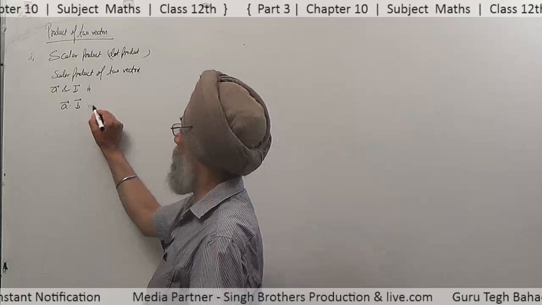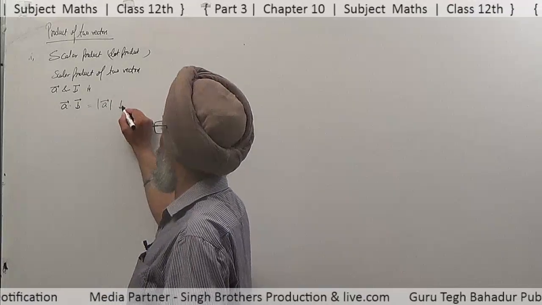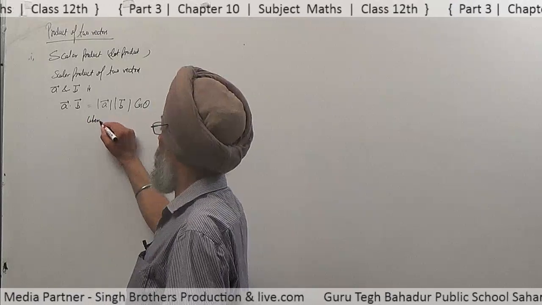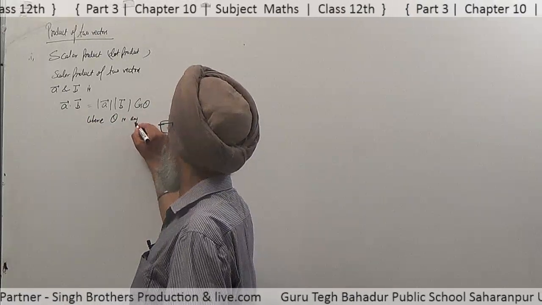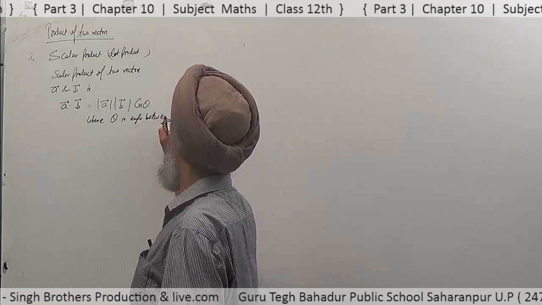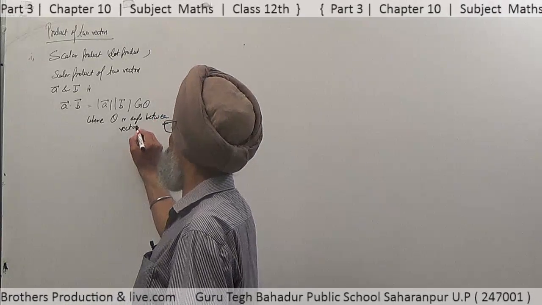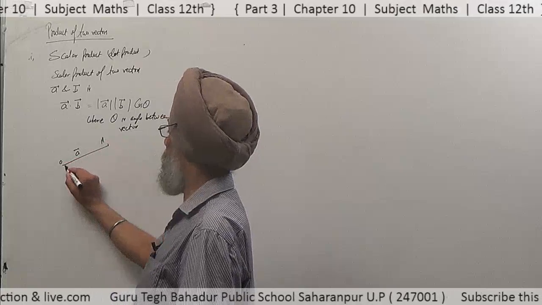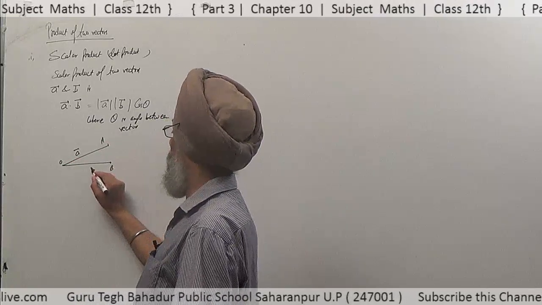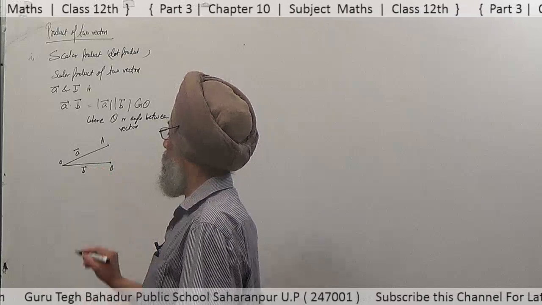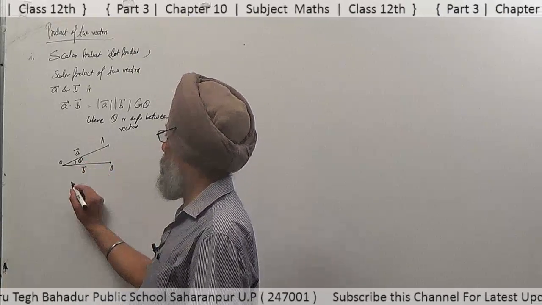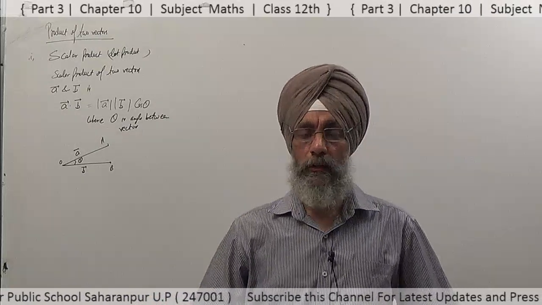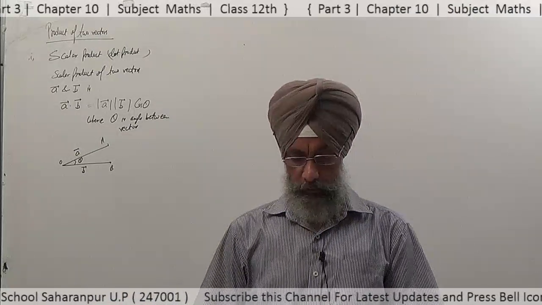It means the magnitude of A into the magnitude of B into cos theta, where theta is the angle between the vectors. Let this be the vector A along OA, vector B along OB. Let theta be the angle between them. So, A dot B is given by the magnitude of A into the magnitude of B into cos theta.